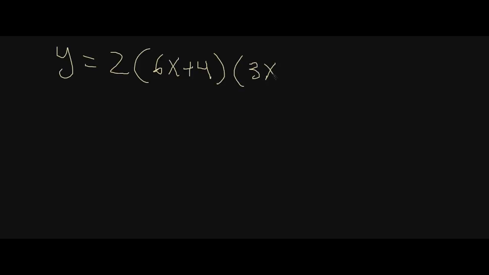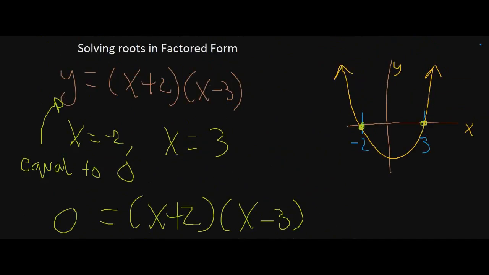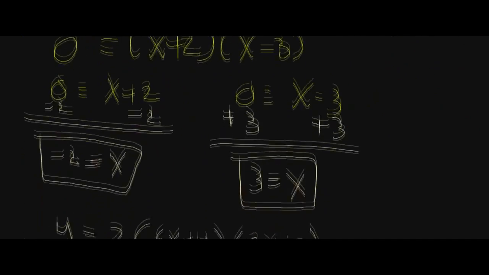But let's go ahead and look at an example. Let's say y is equal to 2 times 6x plus 4 times negative 3x plus 2. How do we find the roots of an equation that looks a lot more challenging? It's not like the equation here. That was really easy: x plus 2, you move to the left by 2, x minus 3, you move to the right by 3. Now we have something a little bit more complicated.